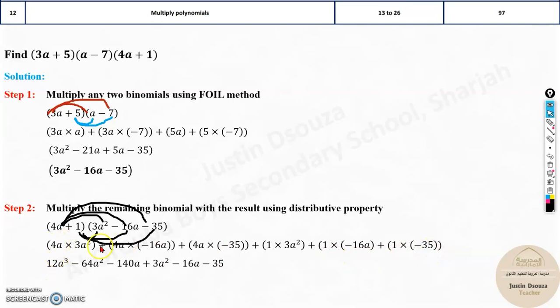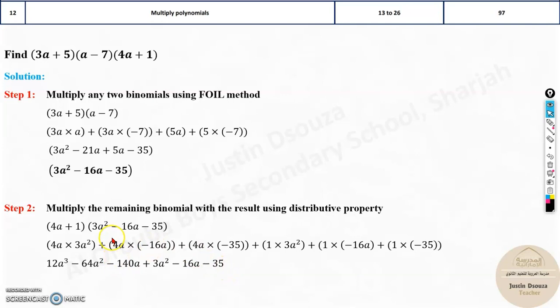Then you have to multiply this individually. What do I mean by that? It means you need to multiply the numbers together and the terms together, separately. 4 times 3 is 12, a times a squared is a cube. This minus sign will come out. It'll be 4 times 16 is 64, a times a is a squared. Then again the minus sign is there, 140 because 35 2 times is 70, 70 2 times is 140, so it'll be 4 times 35, which is 140. So we have 12a cubed, negative 64a squared, negative 140a, and 3a squared, negative 16a, and lastly minus 35.